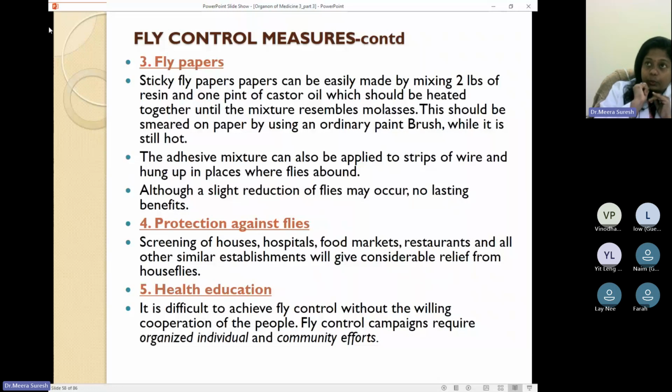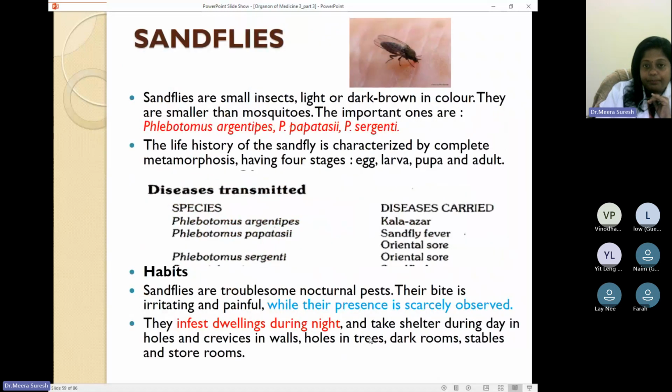And if we want to keep a place clean, hygienic, sanitized, then it should be a mass effort, or all the people should come together. It is not that one person can decide to keep the complete area sanitized. So health education is very important because we need the cooperation of people. Fly control campaigns require organized individual and also community efforts. For that, health education is very essential.